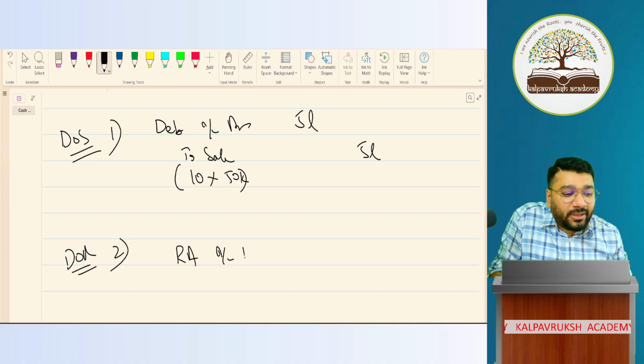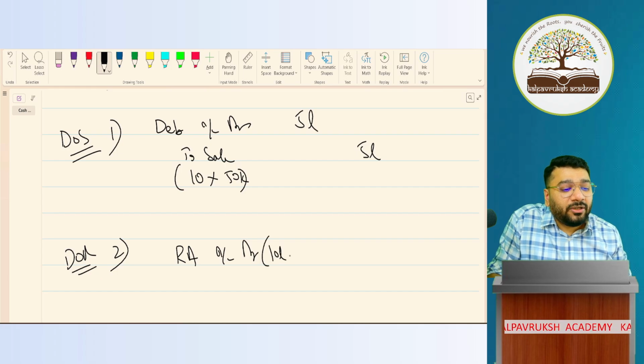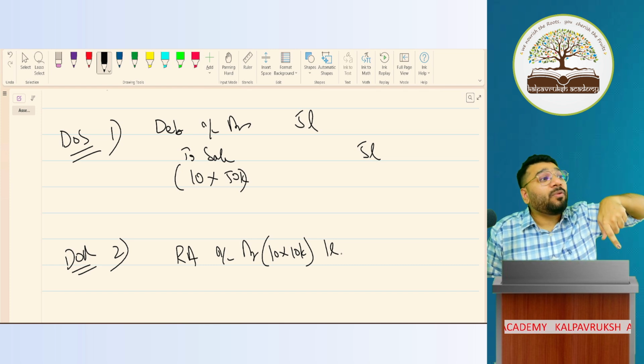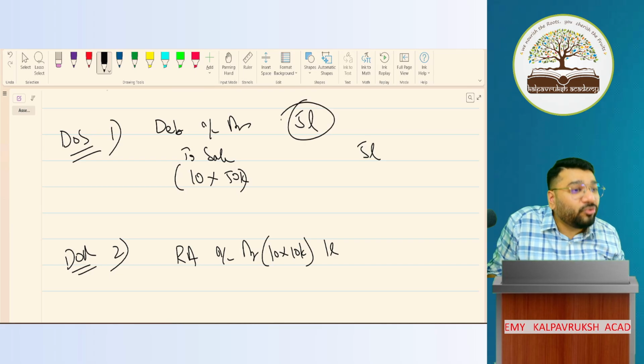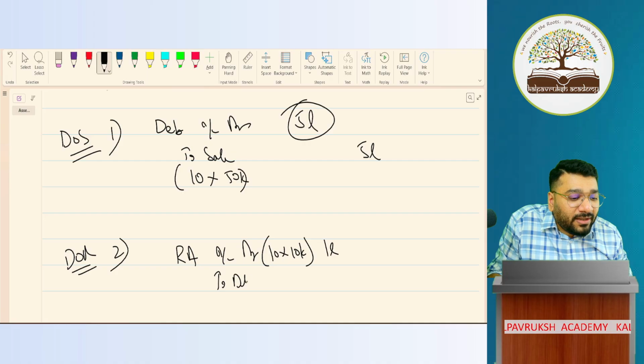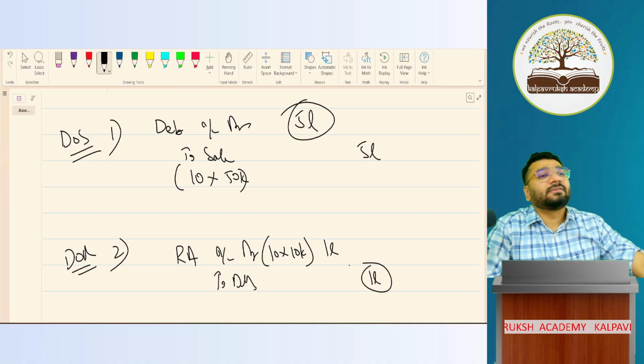Rebate allowed account debit. How much? 10 laptops into 10,000 rupees per laptop. How much? 1 lakh. To what? This rebate I give will reduce the debtor value. To increase debtor value, debit. To decrease debtor value, credit. So to debtor will come 1 lakh.